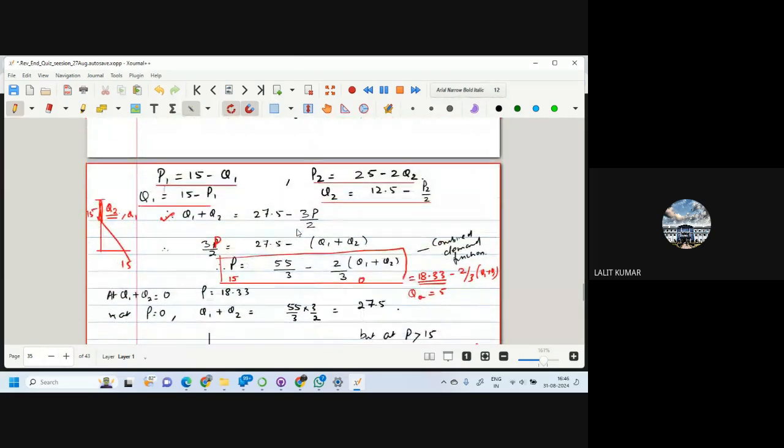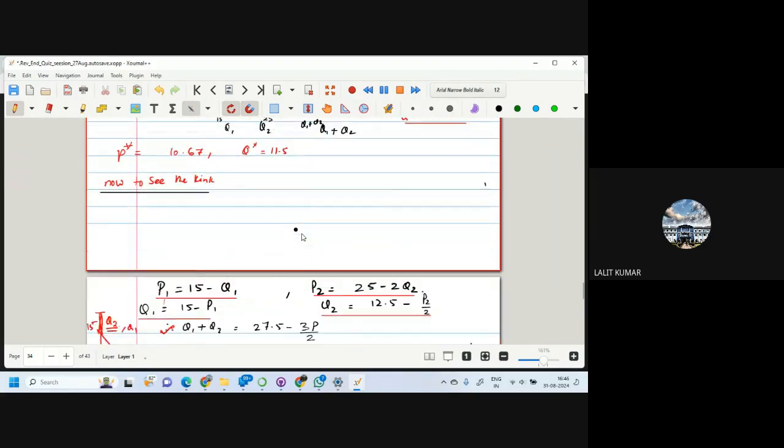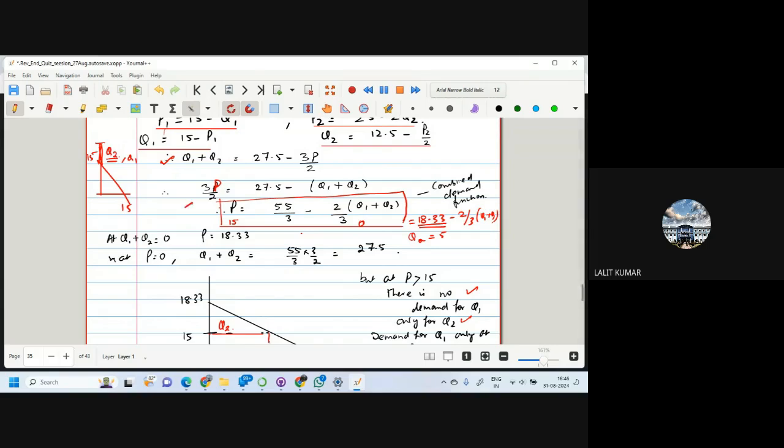This combined demand function which we get, and in that we put that there is no demand, this part. So here we are getting P is equal to 18.33 minus 2/3 Q. We draw it, we get it like this: 18.33. Here we get 27.5. This is P, this is Q. But we know that up to 15 there is no demand in the northeast market, and there is only demand in the southwest. And solving that, putting P is equal to 15 and Q1 is equal to 0, we get the value of Q, which will be the kink.